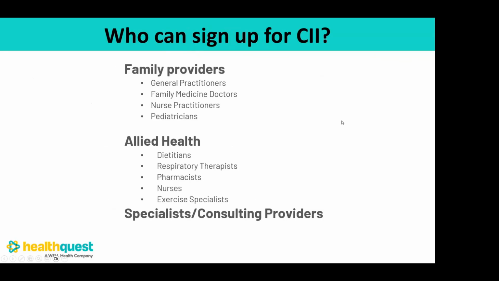So who can sign up for CII? Family providers, including general practitioners, family medicine doctors, nurse practitioners, and pediatricians. Allied health providers like dietitians, respiratory therapists, registered nurses, pharmacists, and more. And specialists or consulting physicians. I do understand that pediatricians are not necessarily family providers. They fall into both the family provider and specialist categories for feature inclusions, depending on if they exclusively provide consults or if they're paneling patients as well.